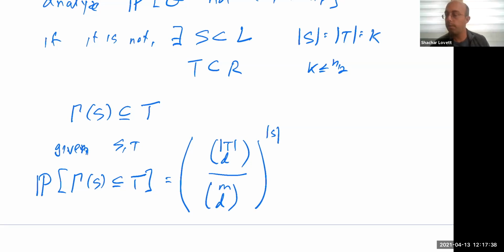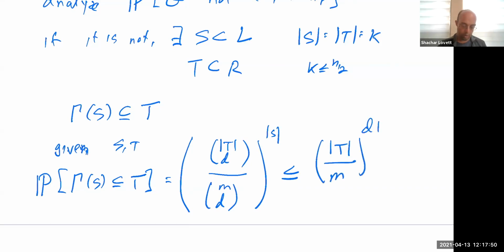So you want to bound this. So that's going to be smaller than (T over M) to the ds. And remember, the size of T is at most n over 2, the size of M is 3/4 n. So that's going to be smaller than (2/3) to the d. Actually, no, I might just want to keep it as this for now. Sorry. Let's just keep it as this for now. Okay, this is just one bound.